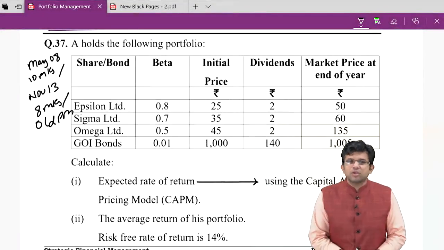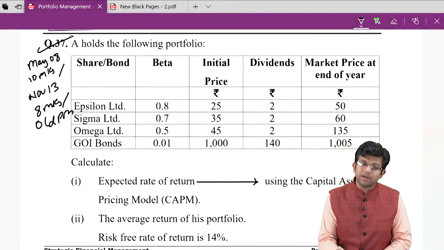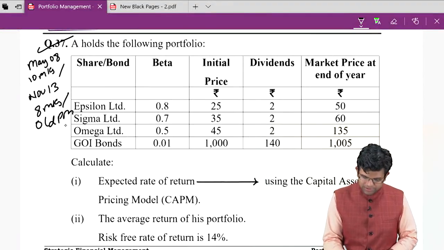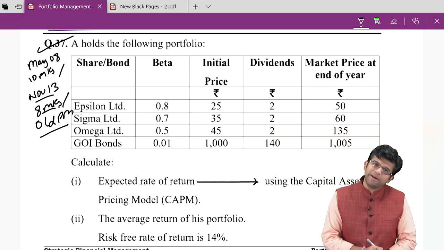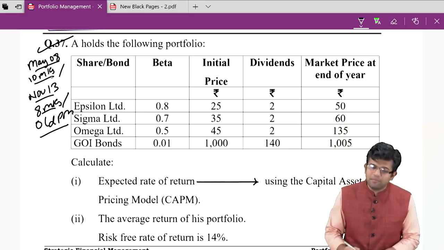Hello friends, so let's start a new question 37. Students, this question is there in the old practice manual. It came in November 2013 paper for 8 marks and May 2008 paper for 10 marks.